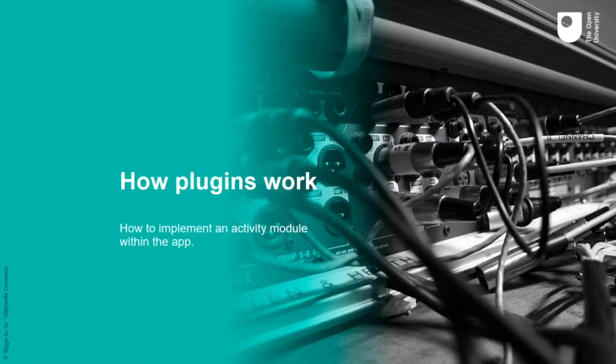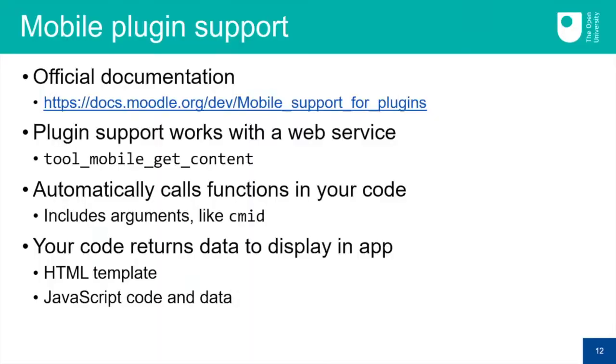How do plugins work within the app, particularly activity module plugins? There's official documentation, which is actually pretty good, so definitely you're going to need to refer to that a lot. The plugin support does work with a web service, like I just mentioned, but the good news is you don't have to write the web service yourself. There's already a standard one, and it'll automatically call functions in your code. And it will provide arguments that, as a Moodle developer, you'll be familiar with, like the course module ID. And your code returns data to display in the app, so that's HTML, basically a template, and JavaScript code and data.